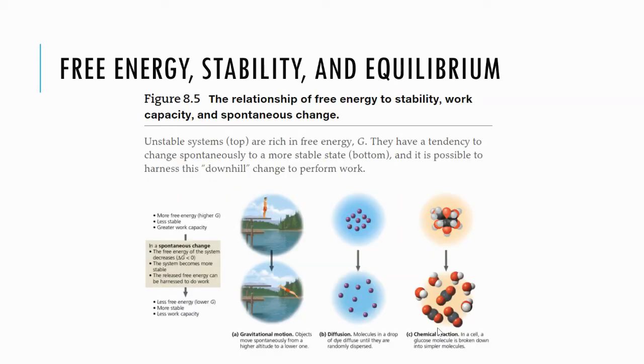So this diagram shows the relationship of free energy to stability, work capacity, and spontaneous change. Some examples there will be gravitational motion, diffusion, and chemical reactions.